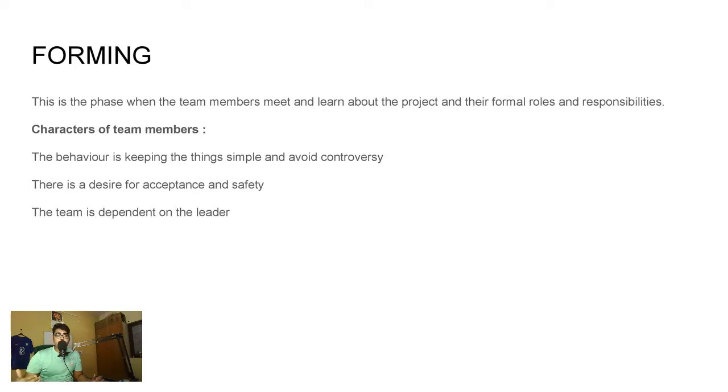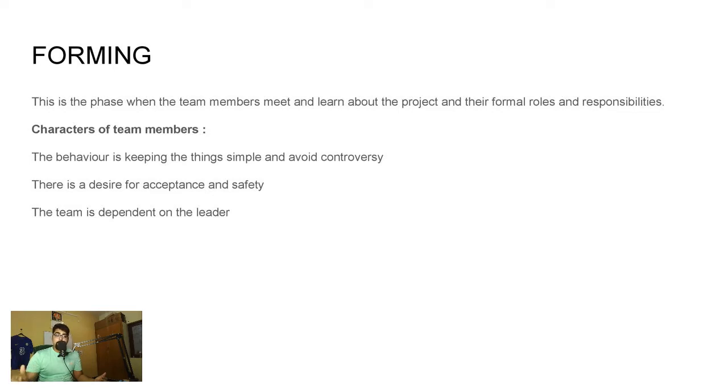So a team member in this particular stage will be very conservative in their approach and will try to avoid controversy and perform the simple task that is being asked of them. There is a desire for acceptance and safety. That would be their primary concern because they don't know who to trust or who not to yet in that team. And that is why the third point makes a lot of sense.